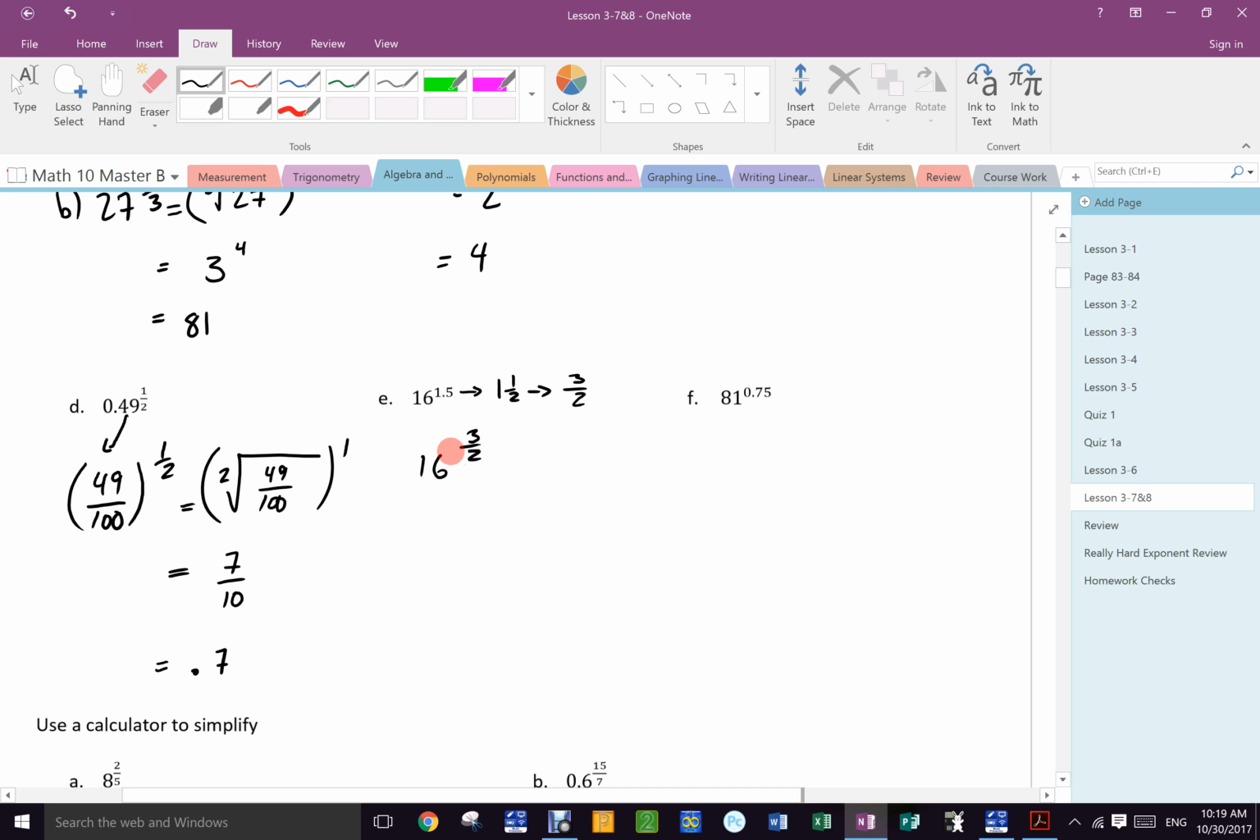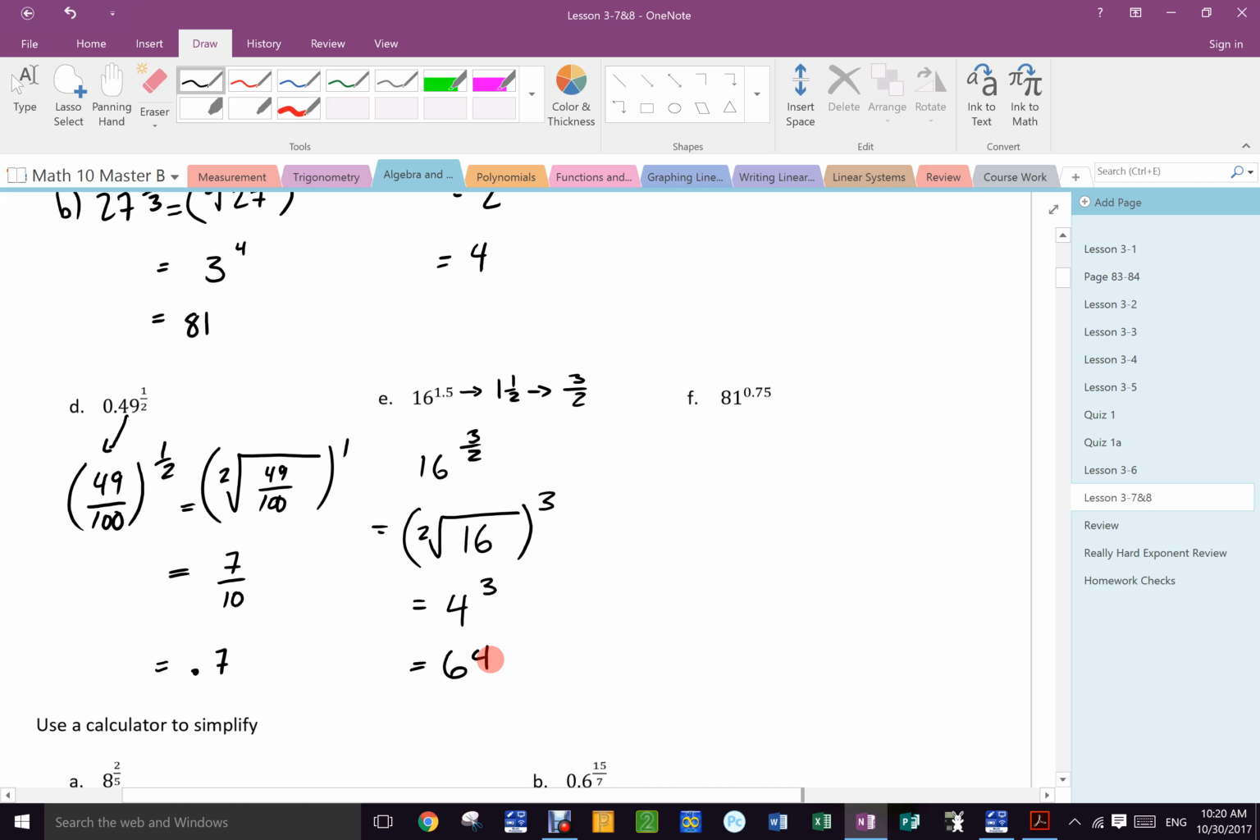Now does that look like our example? So what do I do? I take the square root of 16 and I square it? Cube it. What is the square root of 16? 4 cubed. What's 4 cubed? 64.